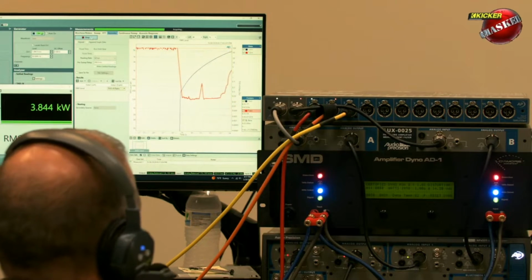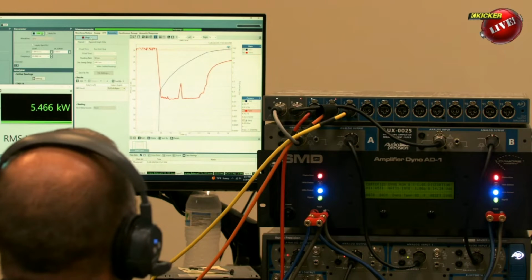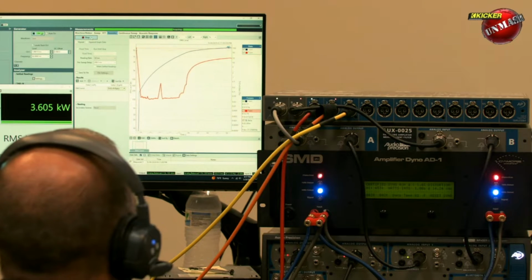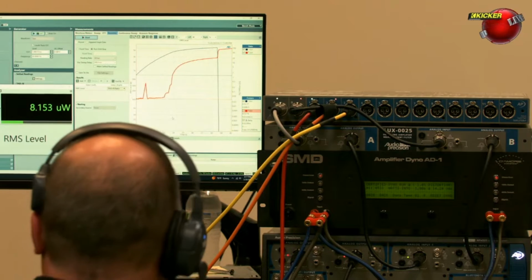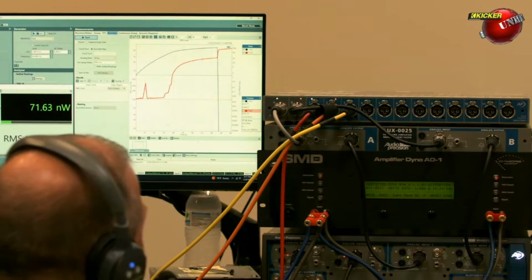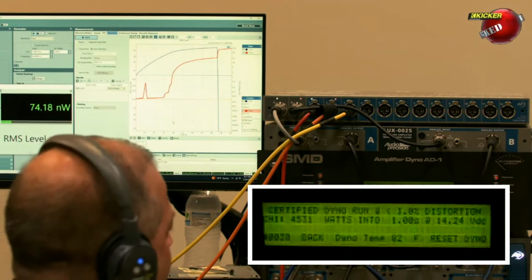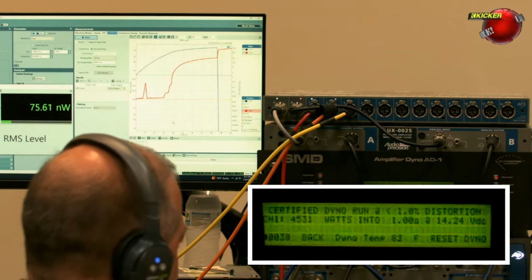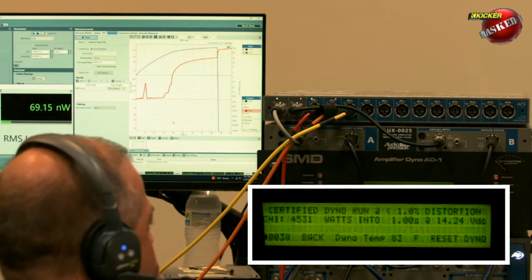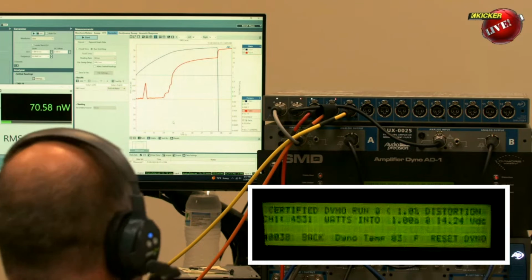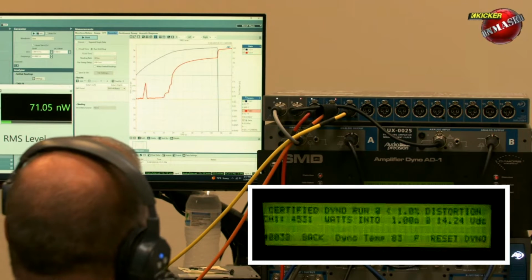Yeah, so the output is going up slowly on the AP. Wow. All right, so we're gonna pause this for a second so we can kind of see what happened here. So according to the AP, we're at 14.24, a little under 14.4. I can change that a little bit. 4,531 watts at 1 ohm. And this is 1% THD according to the dyno, right?